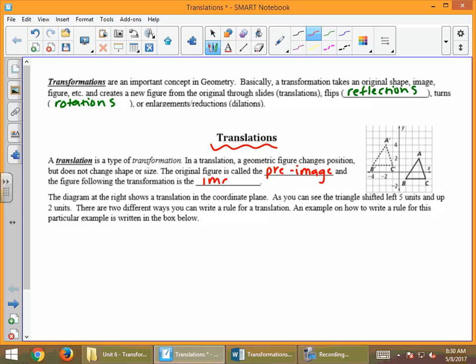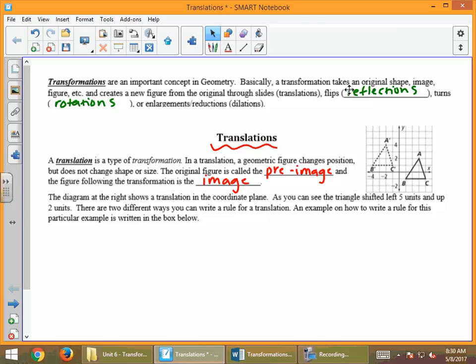Some important vocab you might see in the directions: "Write the image using this transformation." All that means is take the figure written and then do the transformation, and the resulting figure is your image.